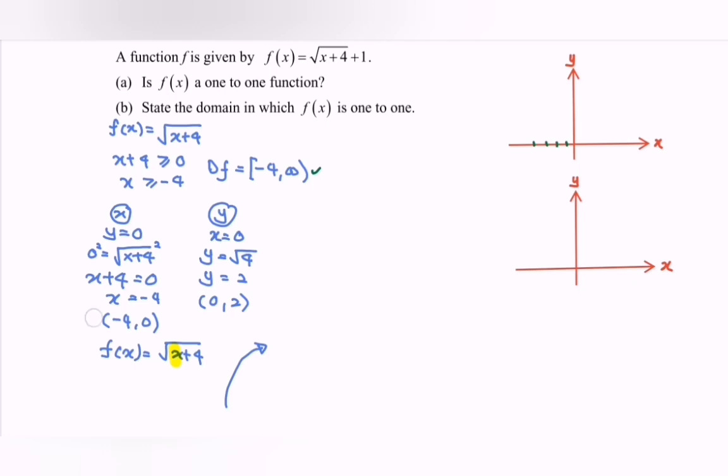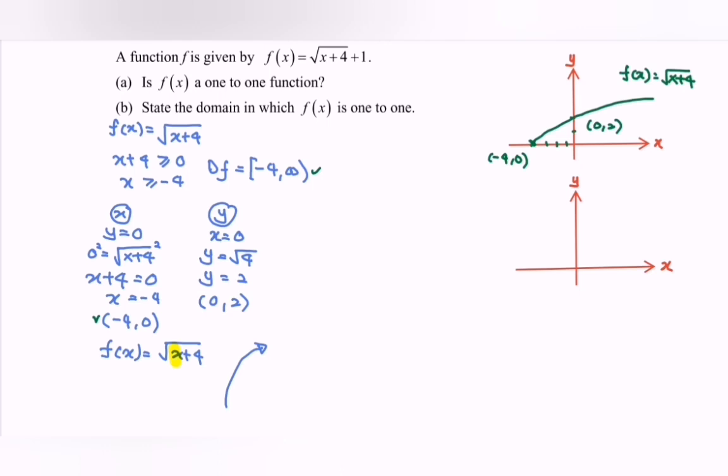Followed by the x-intercept, we have (negative 4, 0). So here will be the location, (negative 4, 0). Continue, we have (0, 2), which is the y-intercept. So let's say 0, then 1, then 2. Continue, we have to refer to the shape of the graph. So the graph is something like this. This is f(x) = square root of (x + 4).